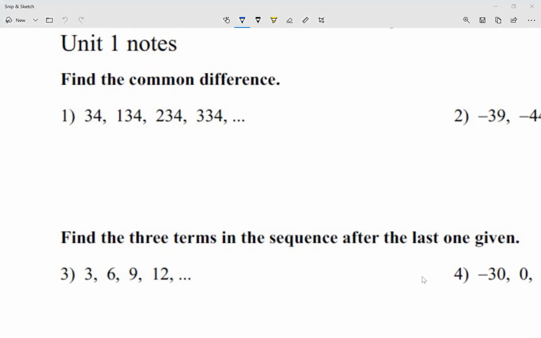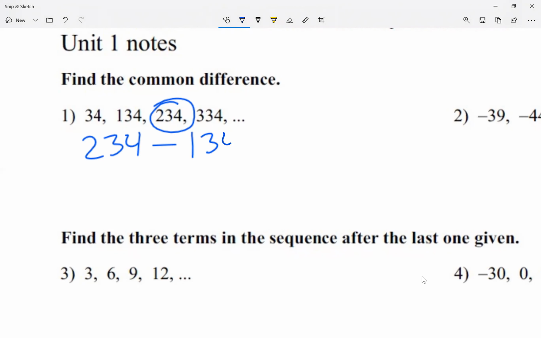Well, great. Now, if you cannot, the way we're going to do this, we're going to pick a number from the list, and we're going to subtract the previous number. Okay, so what do I mean with that? I'm going to pick a number. Let's say I picked this number, 234. And I'm going to subtract the previous number. So the number before that, 134. 234 minus 134, use a calculator if you need to, happens to be 100.